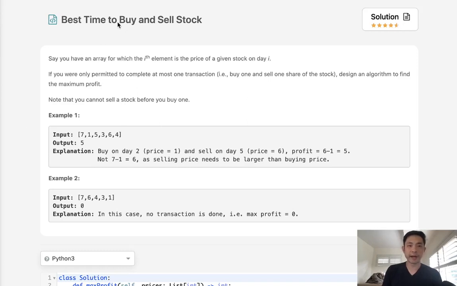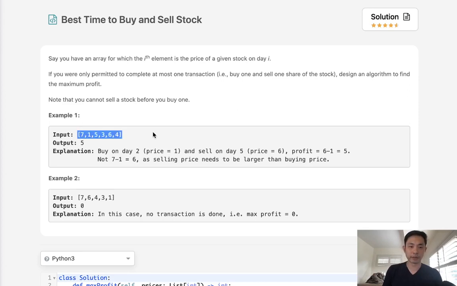Today's problem is best time to buy and sell stock. Say you have an array for which the ith element is the price of a given stock on day i. If you are only permitted to complete at most one transaction, design an algorithm to find the maximum profit. Note that you cannot sell a stock before you buy one, so that makes sense.